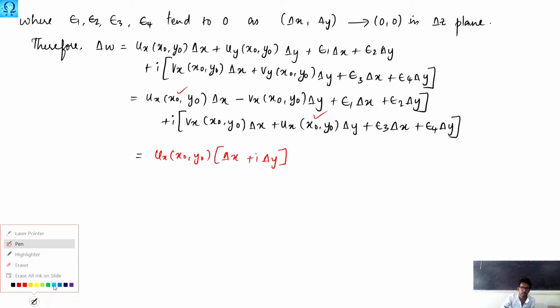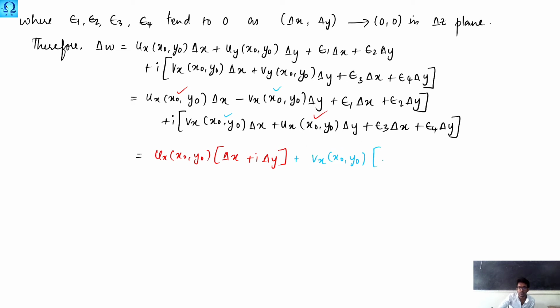Next, this quantity and this quantity. Here, I would like to take... Okay, so first of all, let me initially write iota times of Vx x naught y naught. Here I don't have the iota term, right? So Vx x naught y naught iota times of delta x minus delta y. So this is what we have.